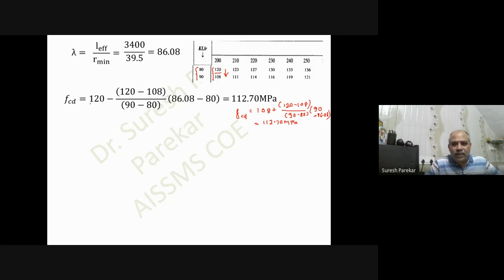Now whatever value we are going to take, you have to consider it here, whether it is 80 or 90. So here I have taken 120. 120 is related with 80, and I have taken 108. 108 is related with 90. Whichever is greater, we have to put before, and the lesser we have to put afterwards.